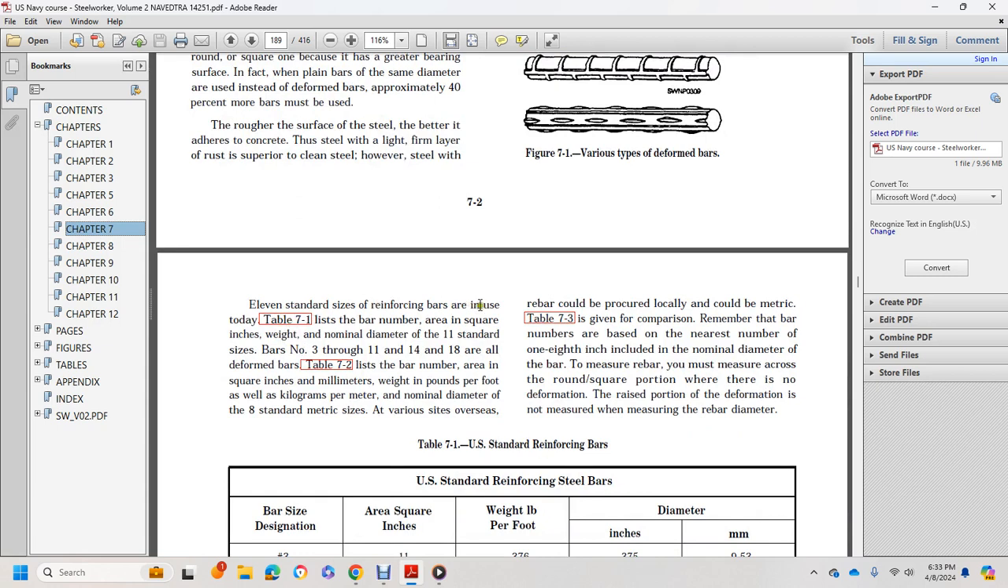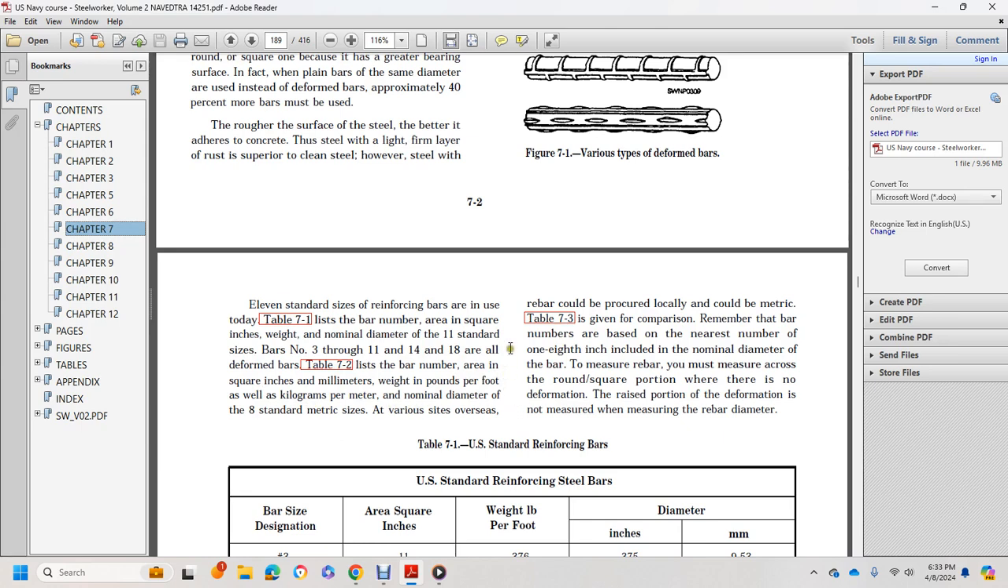Standard sizes of reinforcing bars are given in Table 7.1. Table 7.2 gives bar numbers, area in square inches, weight, and nominal diameter. Standard size bar numbers 3 through 11, 14, and 18 are all deformed bars. Table 7.2 lists the bar areas in square inches and square millimeters, weight in pounds per foot as well as kilograms per meter. The nominal diameter of the bars is a standard metric size.